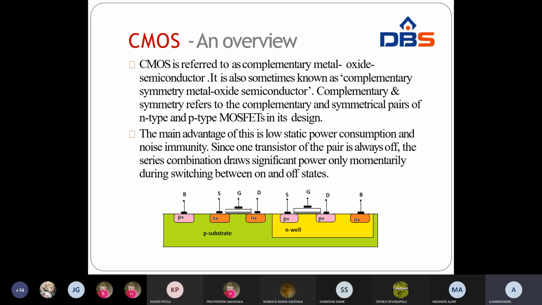Here this CMOS is referred to as complementary metal oxide semiconductor, and it is also sometimes known as complementary symmetry metal oxide semiconductor. This complementary and symmetry refers to the complementary and symmetrical pairs of both N-type and P-type MOSFETs in a single structure.